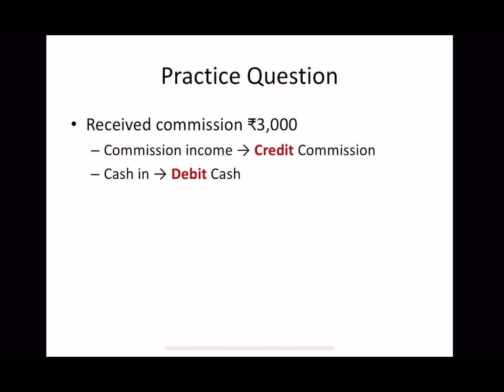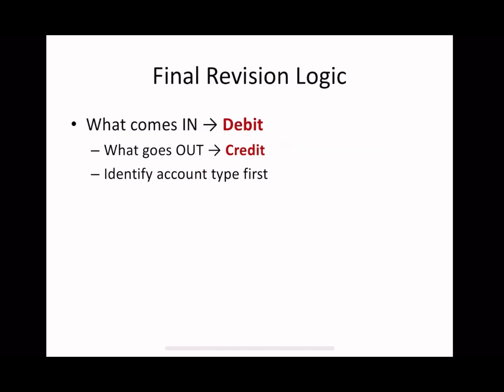Let's look at one more example. Received commission of rupees 3,000. In this case, commission is an income, so we will credit commission. And cash is coming in, so it will be debited. So cash account debit to commission account.